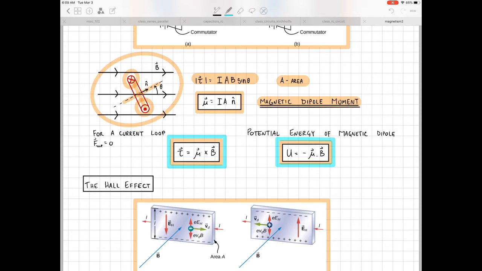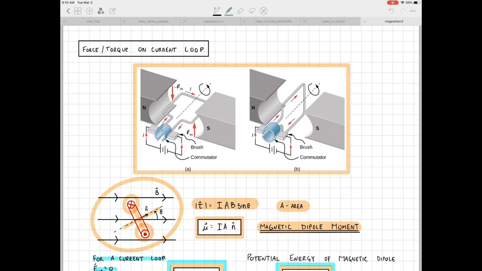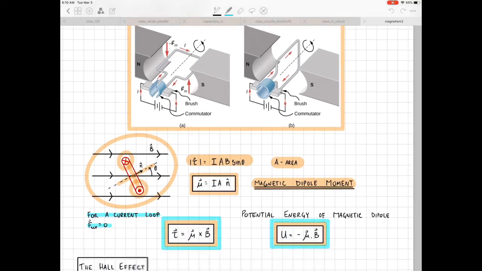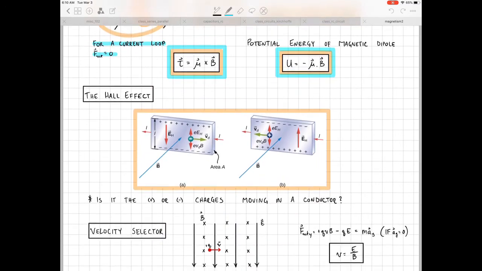Now I will note that for a current loop in our magnetic field, the net force is 0. That's kind of easy to see because for a loop, you're going to have some charges traveling this way in your magnetic field, but then you've got charges traveling this way in your magnetic field, and so the net force there is 0. Of course, the net torque is non-zero, and that's what we pointed out down here.